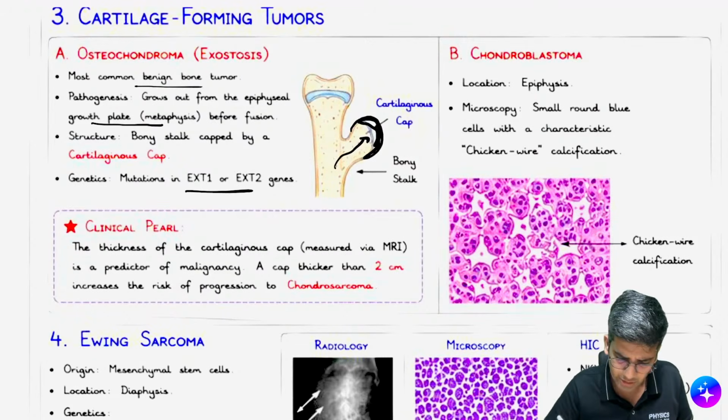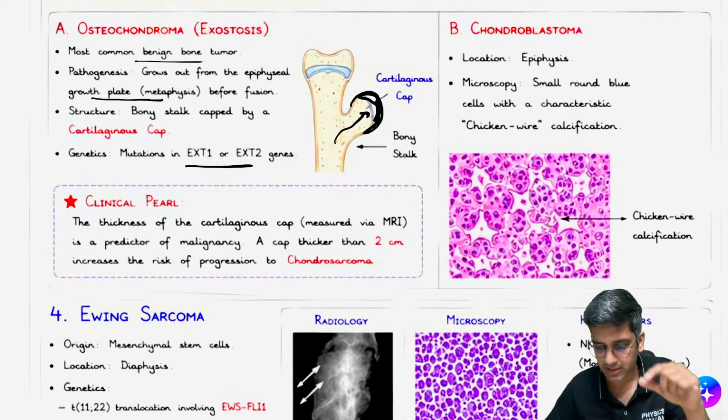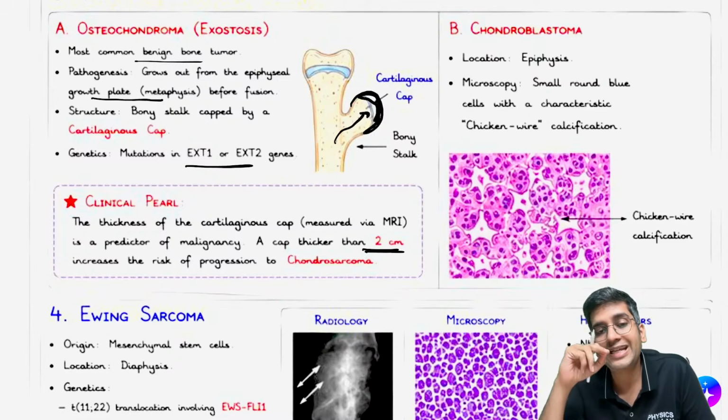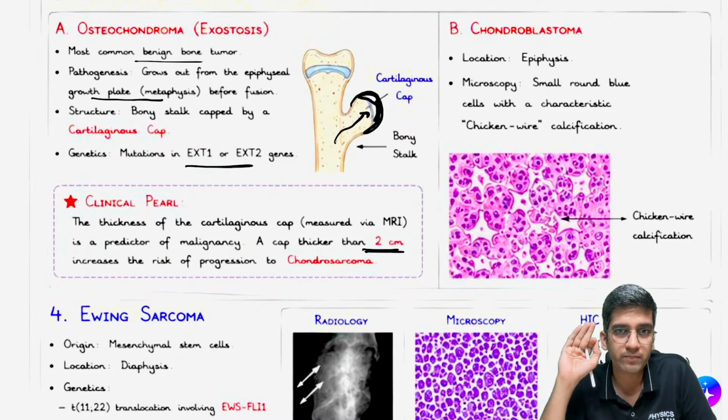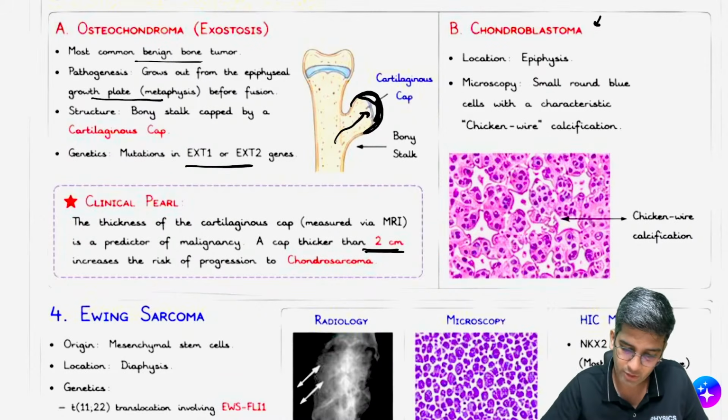EXT1, EXT2 genes are involved. The most important thing from here is the cartilage cap thickness. If the cartilage cap is more than 2 to 2.5 centimeters, I'm always worried because it can become a chondrosarcoma. Do remember them, right? And for chondroblastoma, only one thing I want you to remember is the microscope.